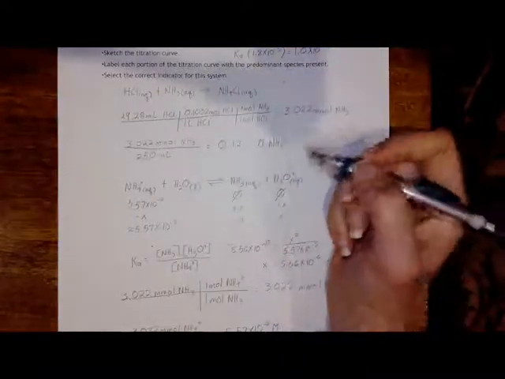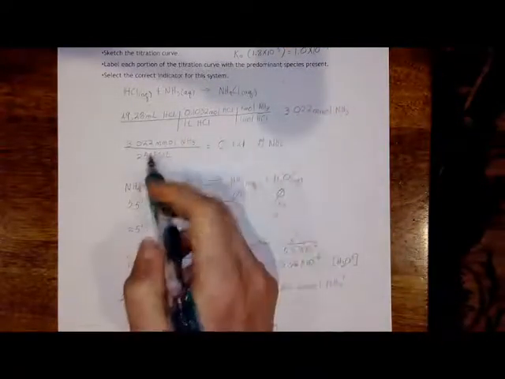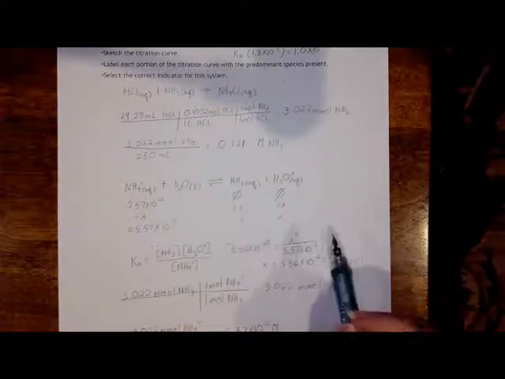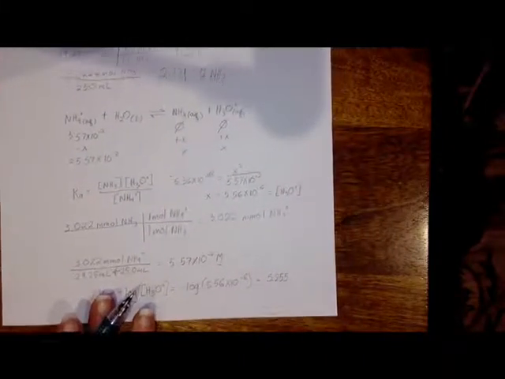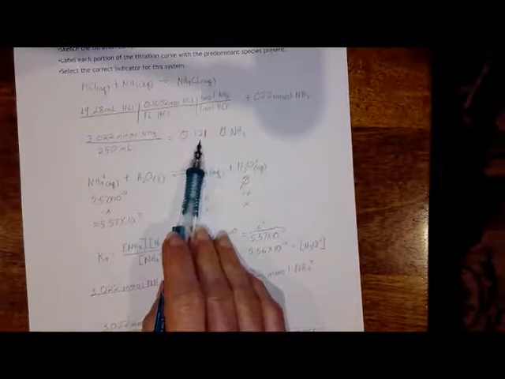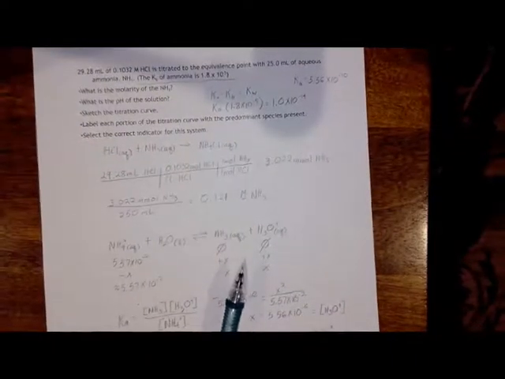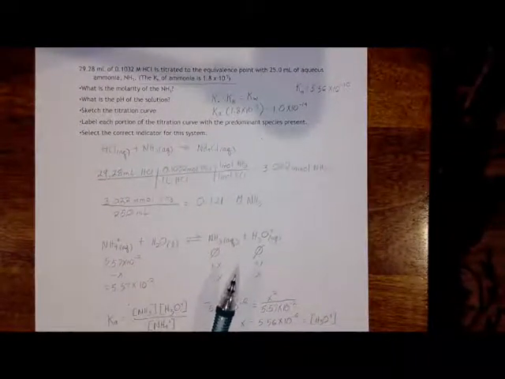I made a mistake on our sig figs earlier. This should only have 3 because of the 25.0 there. Okay, so we now have the answer to the molarity of the ammonia, 0.121. We know the pH of the solution, 5.255. We need to sketch our titration curve. We're going to label that titration curve with what species are present, and we're going to select the correct indicator for our system. So let's go ahead and flip this over and draw a titration curve.